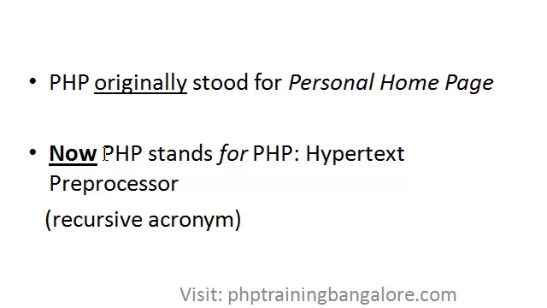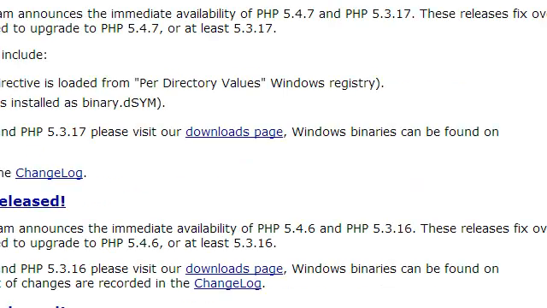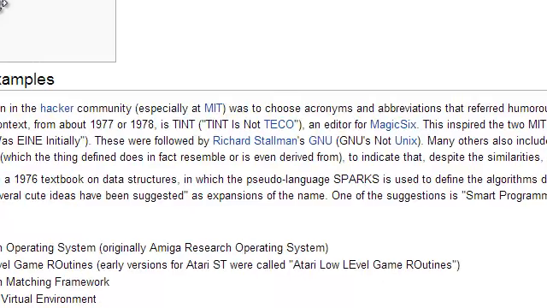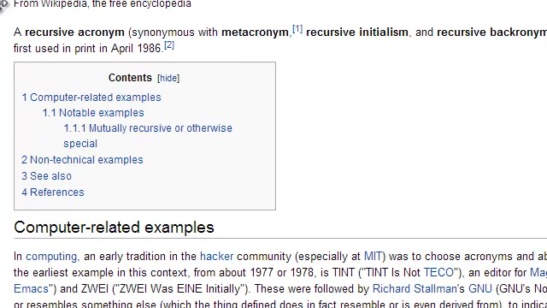For the first P, the form itself is the word again, the word itself, the PHP. So to make it a little easier for you, let's get into Wikipedia, where we'll try to find out what the heck a recursive acronym is all about.